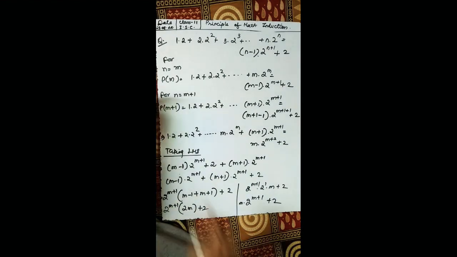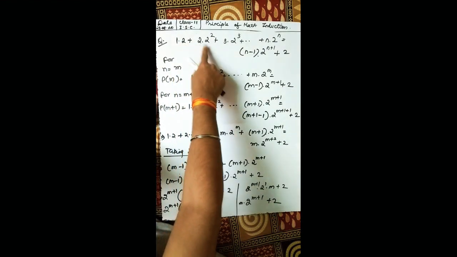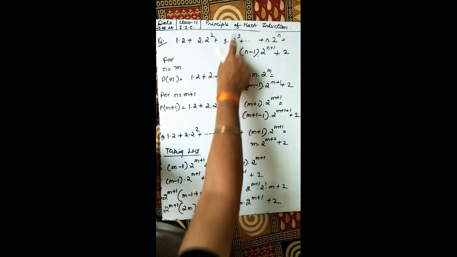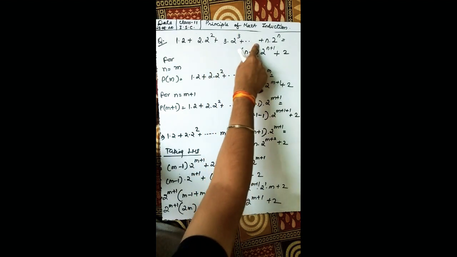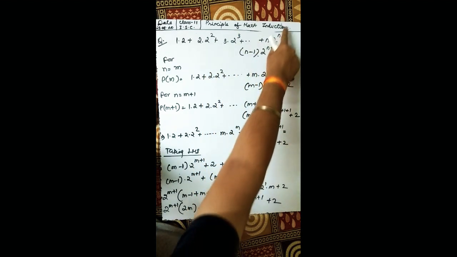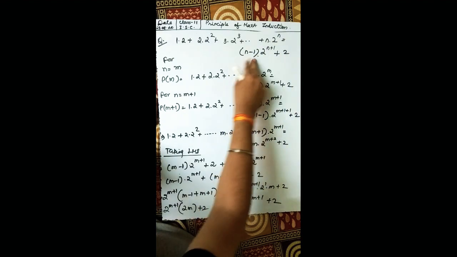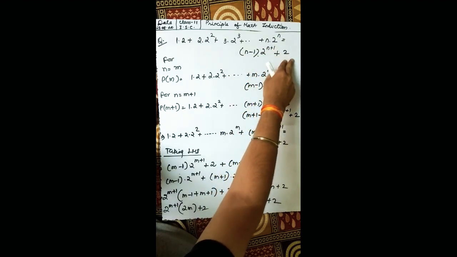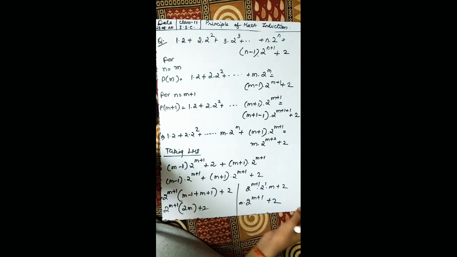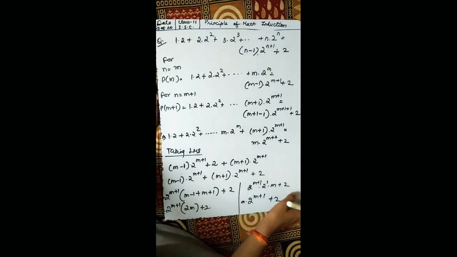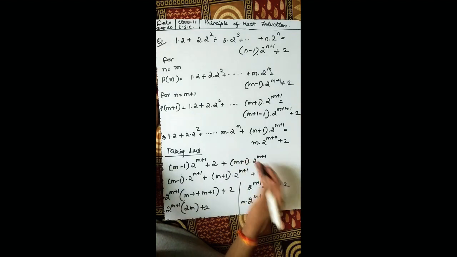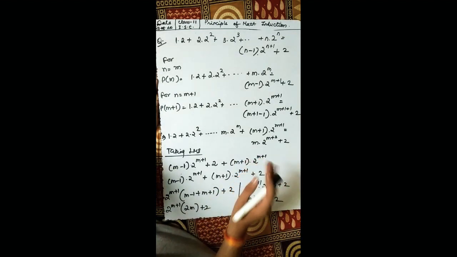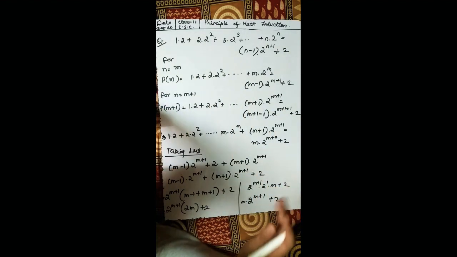You are given 1 into 2 plus 2 into 2 square plus 3 into 2 cube and so on up to n into 2 to the power n is equal to n minus 1 into 2 to the power n plus 1 plus 2. You have to prove this by the principle of mathematical induction. So I'm not solving the very first step, for n equal to 1, because it is always true for all the questions. Okay, so I'm not writing that, you can understand.